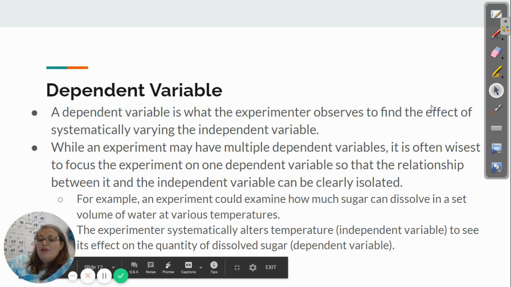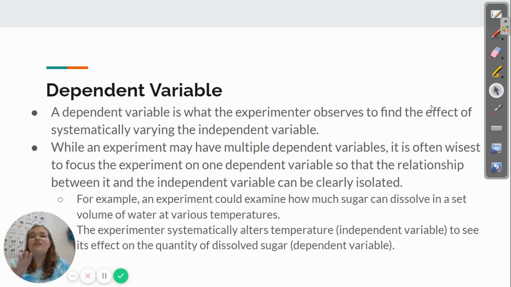Your dependent variable is what is going to happen as a result of the independent variable. Your dependent variable depends on the independent variable. So this is also known as your responding variable. It's going to respond to the manipulation from the independent variable. Again, we only want to focus on one thing. So for example, we can examine how much sugar can dissolve in a certain volume of water at various temperatures. So we're going to alter the temperature, which is your independent variable, and see how it affects how much sugar can be dissolved, which would be your dependent variable.